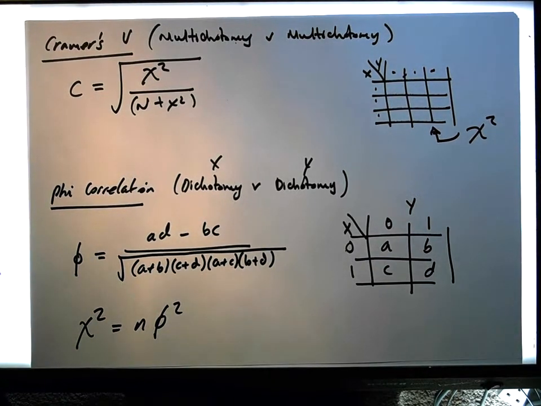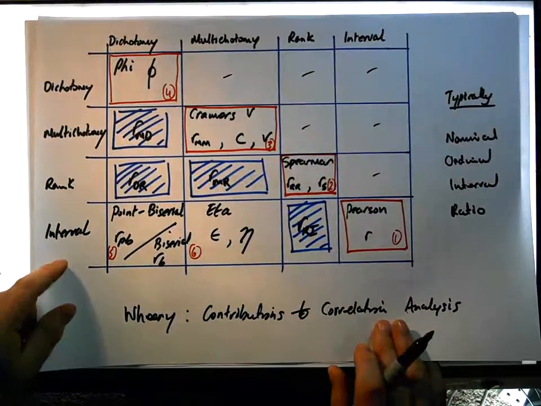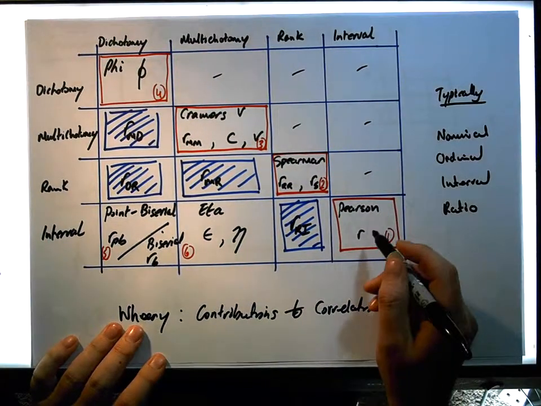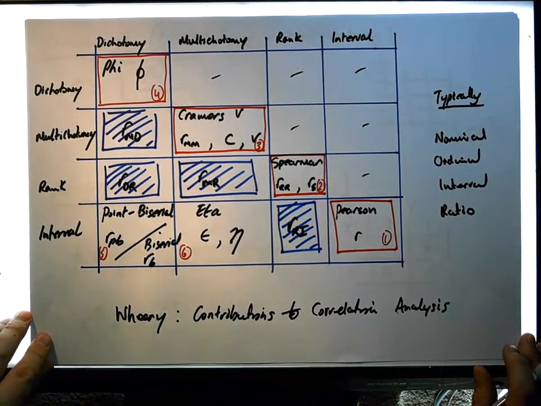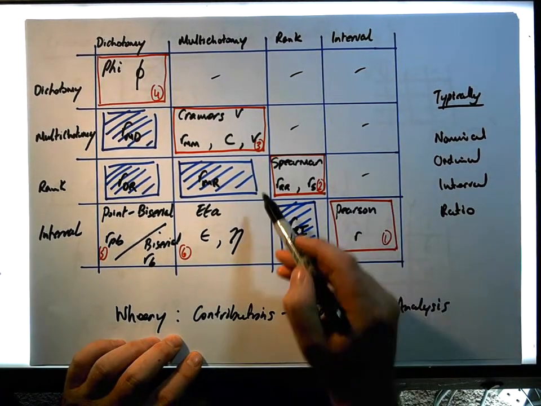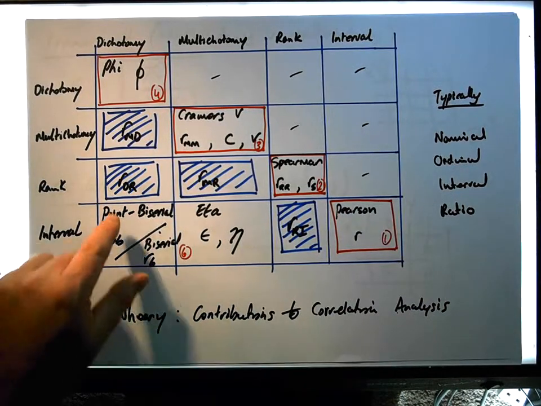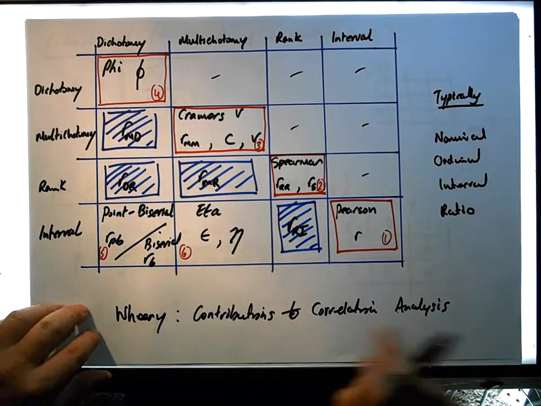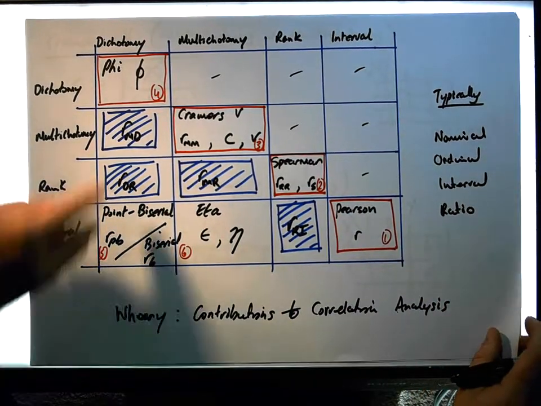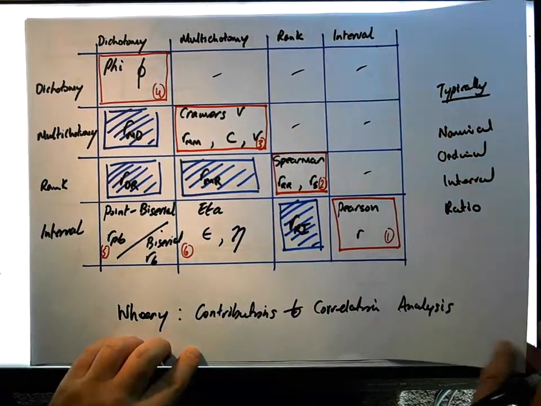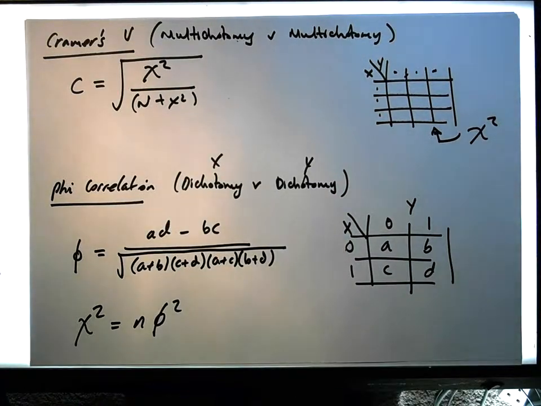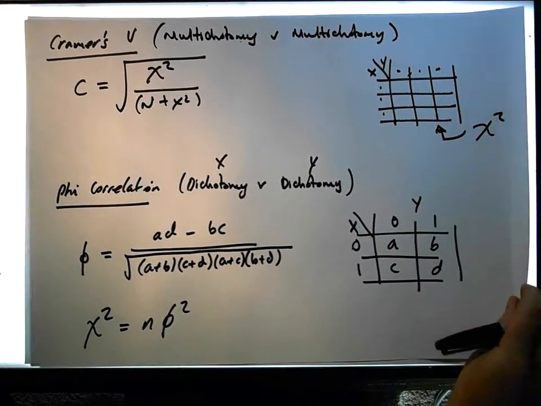So what I've presented so far are typically the four typical correlations that you would find in most textbooks: Pearson, Spearman, Cramer's, and phi. So let's have a look now at the point-biserial and also eta, in relation to a dichotomous and an interval variable, and a multichotomous and an interval variable, to see what they look like. So let me just move these over here.